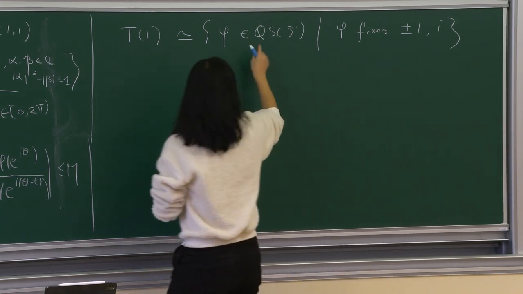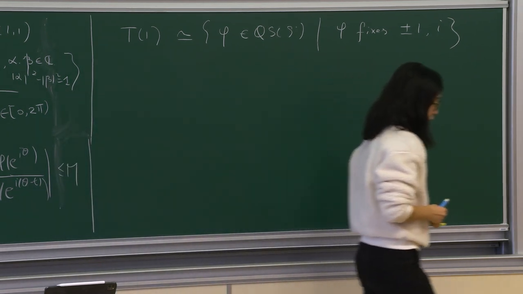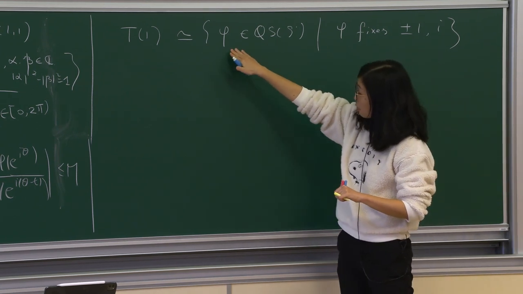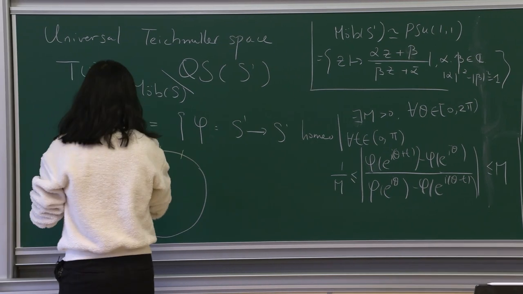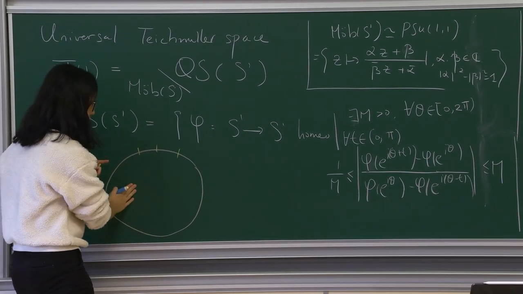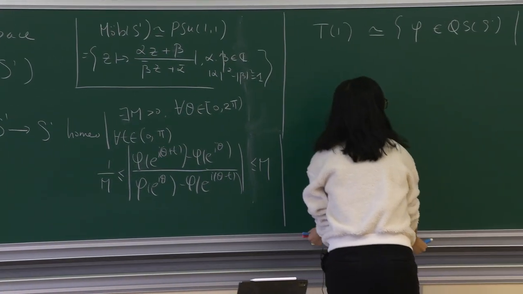Okay, let me just give you another way to describe this. The good thing about taking quasi-symmetric homeomorphisms is that every quasi-symmetric homeomorphism of the circle can be extended to a quasi-conformal map of the disk.